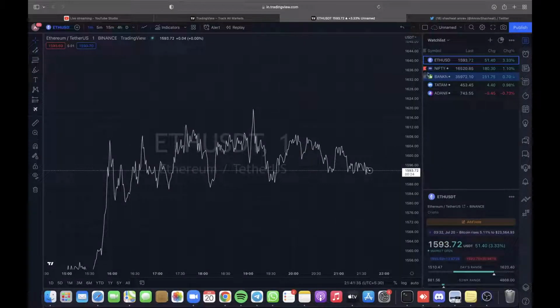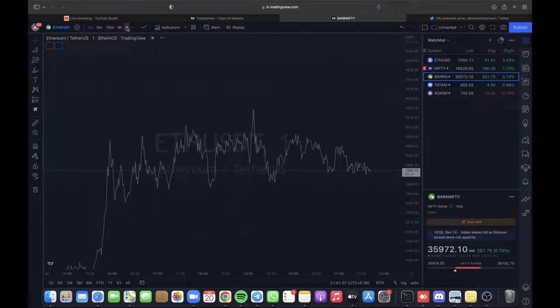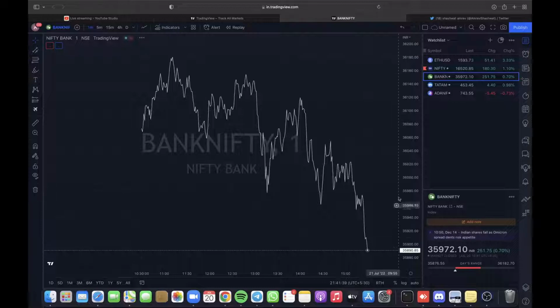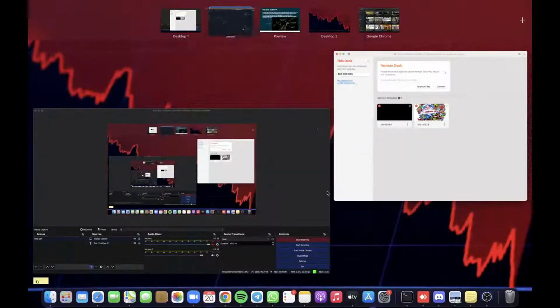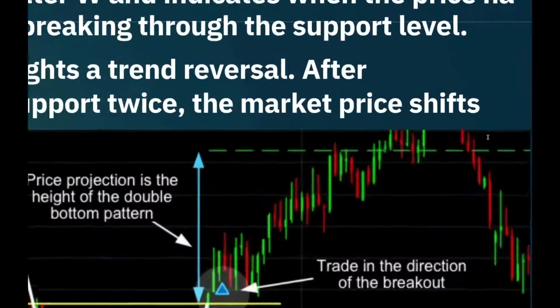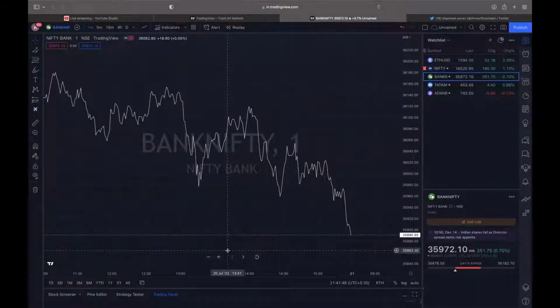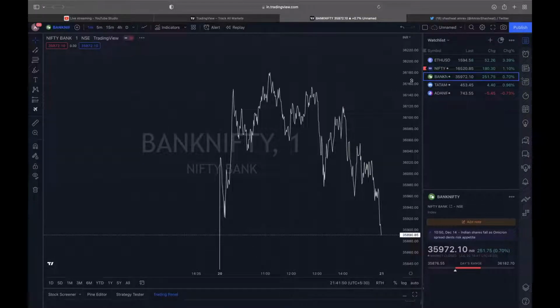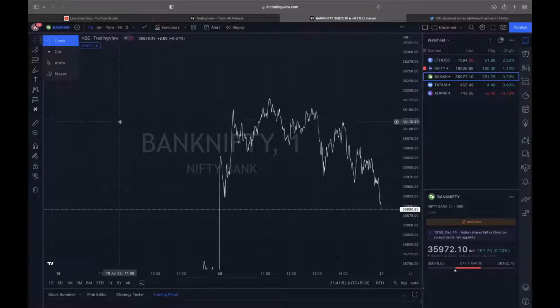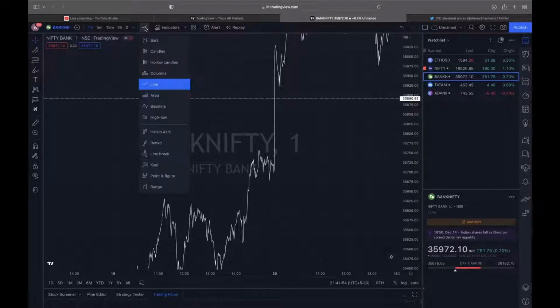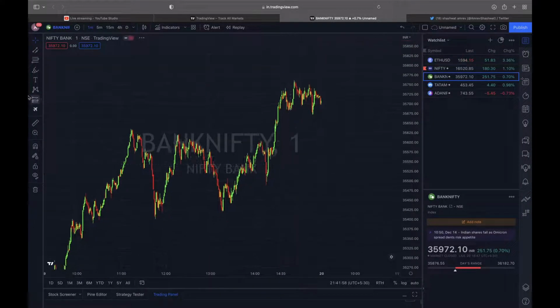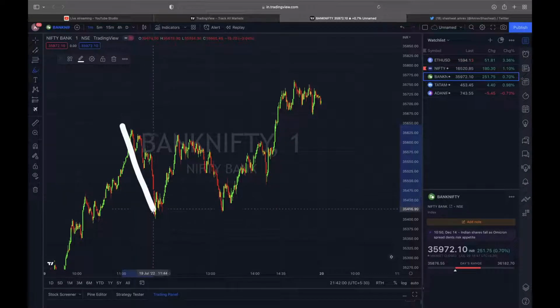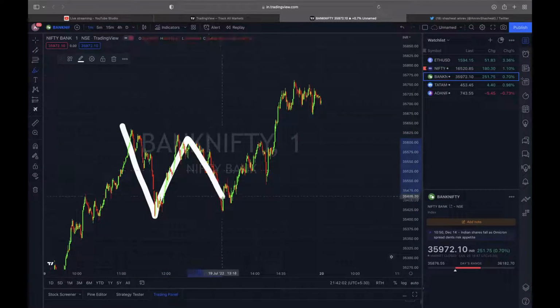Okay, so let's go in Bank Nifty. Let's see a W. Can you see a W, everyone? And what does this predict? This predicts the up move. So let's see. Can you see a W? Tell me. Can you see this, guys?